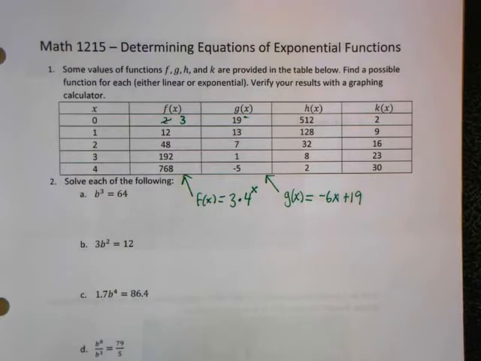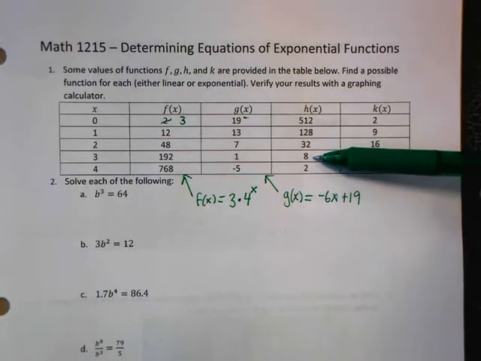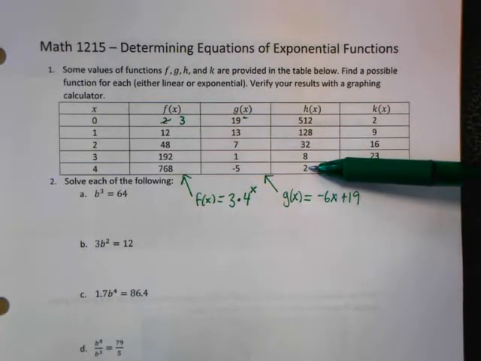All right, how about H? Linear or exponential? It's exponential. Okay. If it's exponential, what's the ratio? How much? -4, not -4. 1/4. Because to go from 32 to 8, I divide by 4. To go from 8 to 2, I divide by 4, and you can check the other ones.